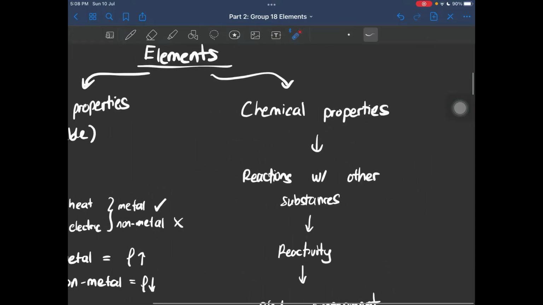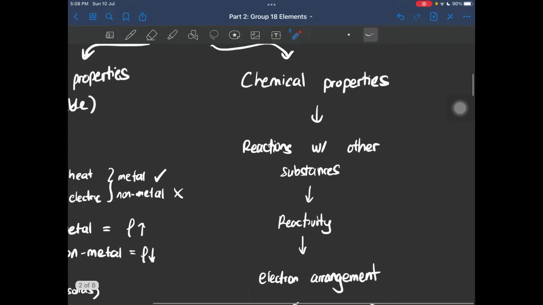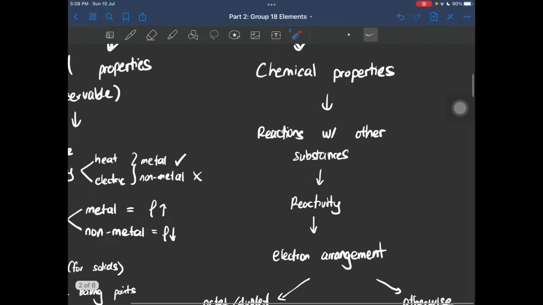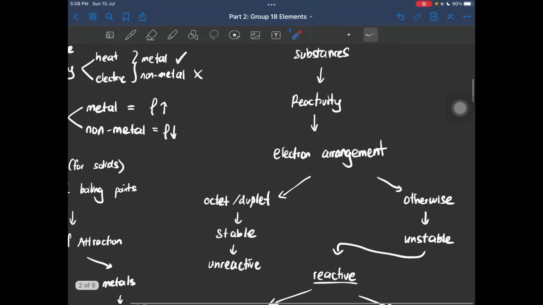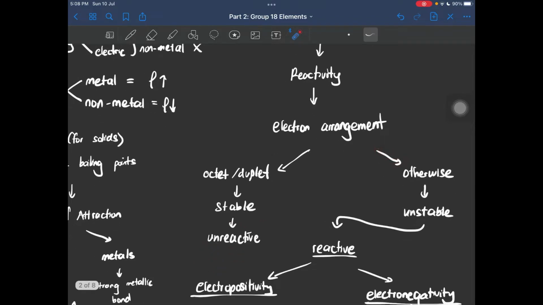And then when we look at the chemical properties of the elements, we're talking about the reactions of the elements with other substances. And the difference in reactivity of elements can be explained by the electron arrangement. So if the electron arrangement is octet or duplet, meaning that it is stable. So if it has achieved stable octet or stable duplet electron arrangement, then it is unreactive. However, if the electron arrangement is not octet or not duplet, then it is unstable.